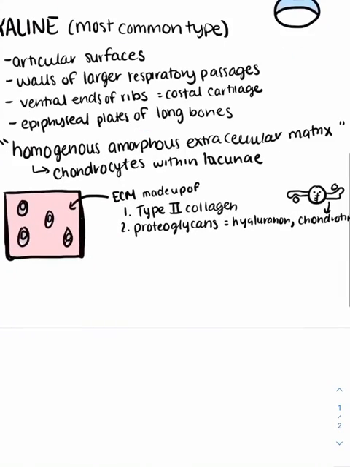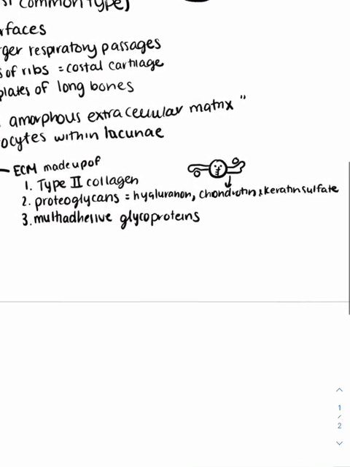Then our 3rd class of molecule within our ECM is going to be those multi-adhesive glycoproteins. These are going to influence the interactions between the chondrocytes and the matrix molecules. So it's kind of just like the little hamburgers that get things going, right? They're the signals, they're the text messages that you get between the cells and the matrix.